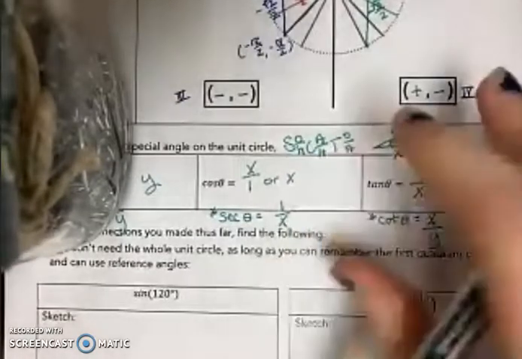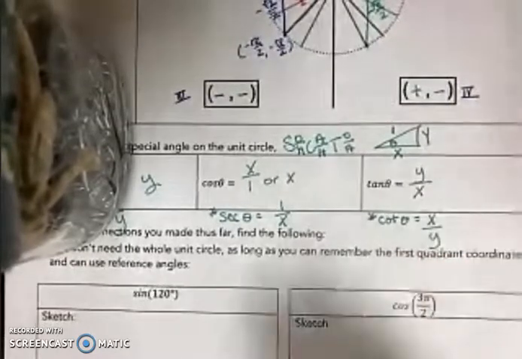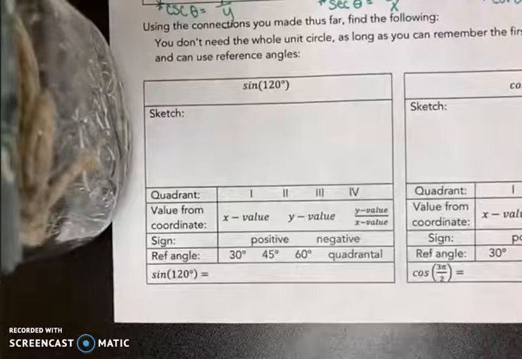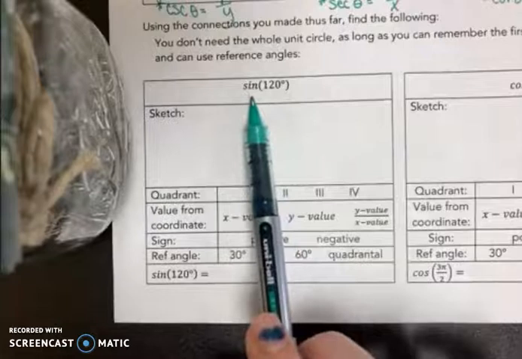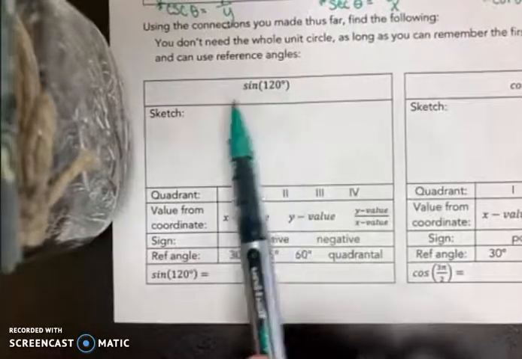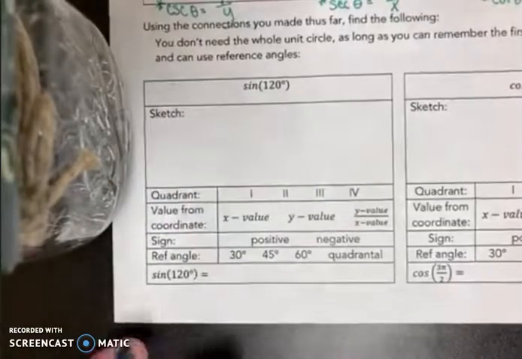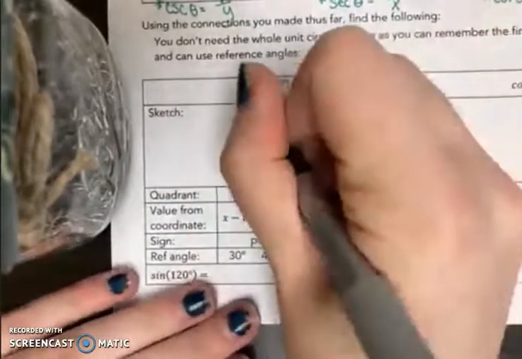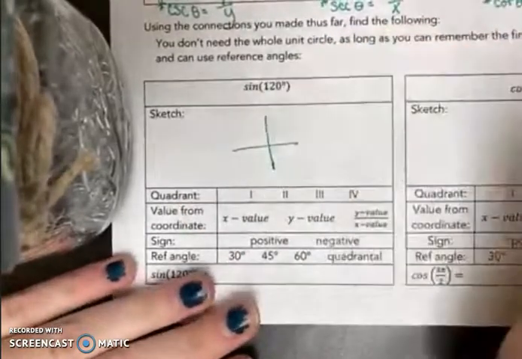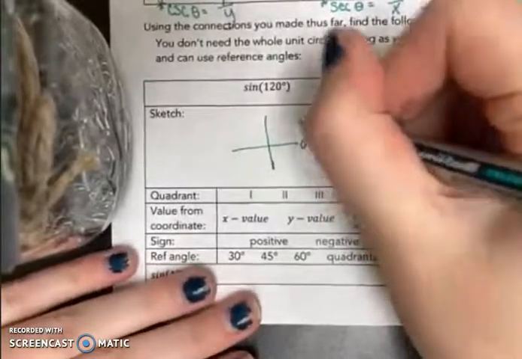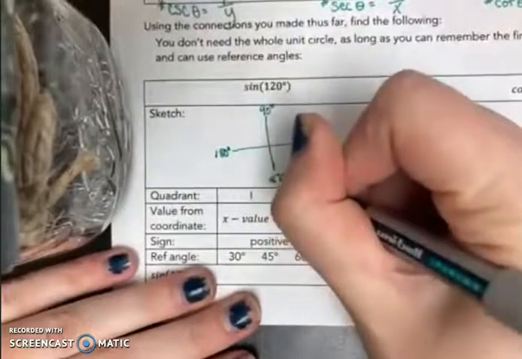So we're going to use these ideas about our values and the trig functions in order to evaluate. So now we're back to actually evaluating sine of 120. The first thing that I would like you to do is sketch a 120 degree angle. So I'm just going to draw my coordinate plane and label my quadrantal angles. So 0, 90, 180, 270, 360.